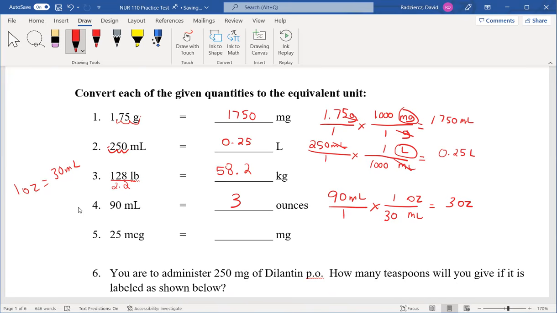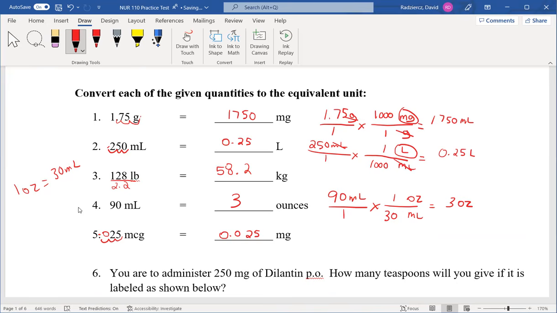Lastly, this is going from micrograms to milligrams. If you already know, you can take your decimal point and move it 3 to the left, and you'll see that you'll get an answer of 0.025. That is the answer. You do not round because why? Because we're in the metric system going into the metric system.